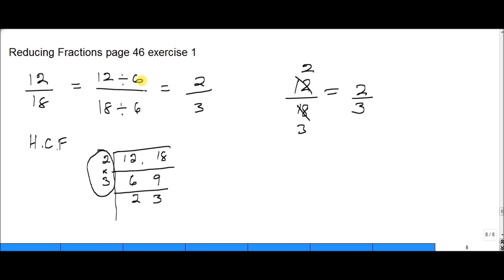So in this case, the highest common factor was used to divide 12 and 18, and we got 2/3. And if you look here, we had 2/3. It couldn't go any further than that. Okay, so when we're reducing, it's best to use the highest common factor. We can use other common factors, however it will take us a little bit longer to get all the way down. Let's move on.